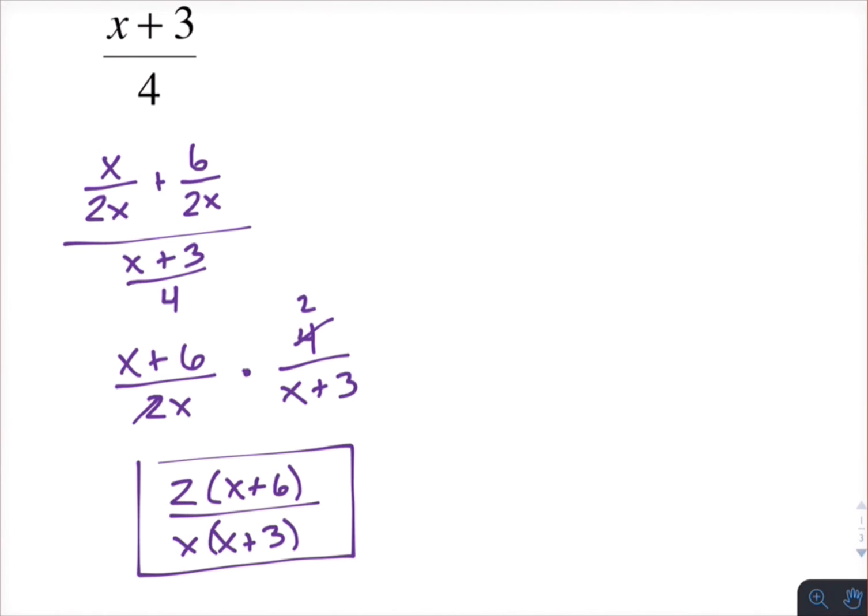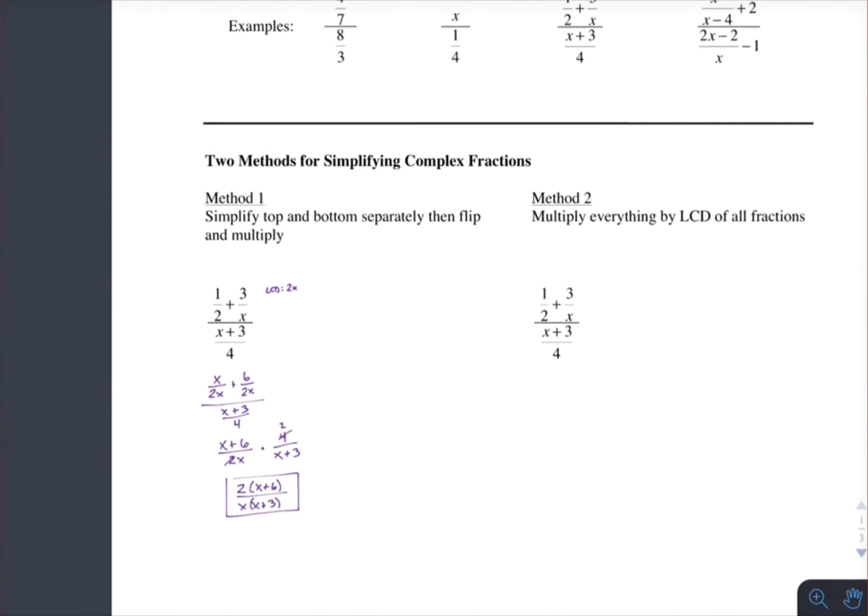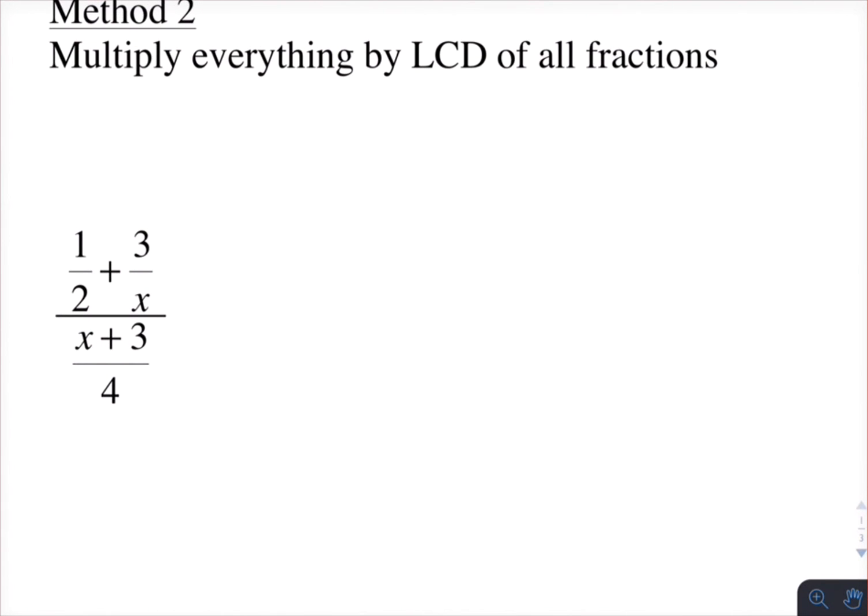Simplify the numerator, simplify the denominator if necessary, and then flip and multiply once you have a simple fraction in both. Now method number two is to find an LCD for all fractions. So we look at all the possible denominators here. The denominators are 2, x, and 4, and an LCD for all of those would be 4x. And I'm going to multiply every fraction, the 1/2, the 3 over x, and the x plus 3 over 4, by 4x.